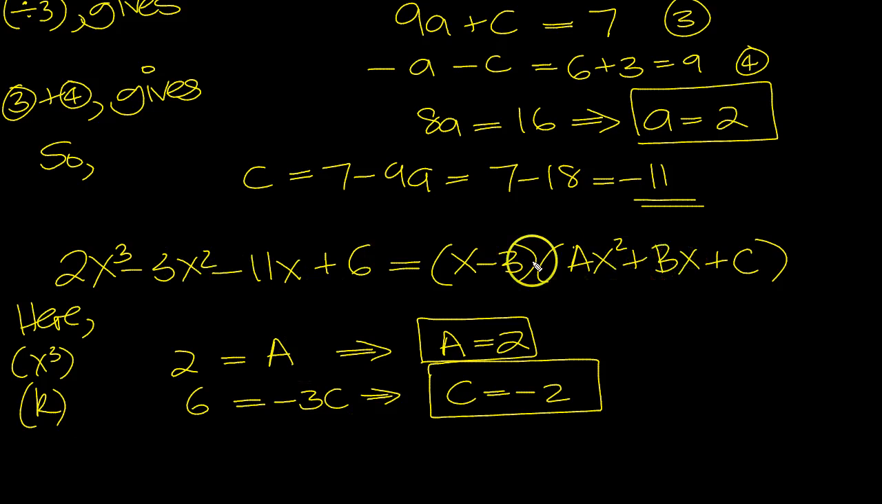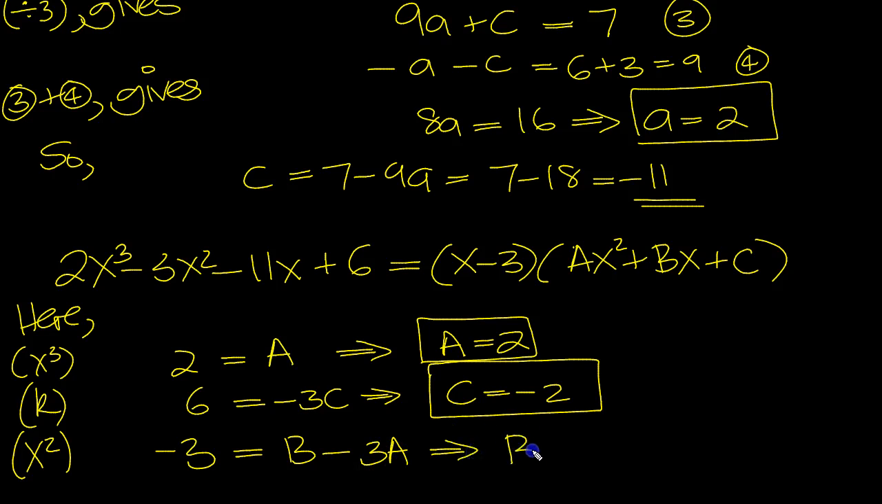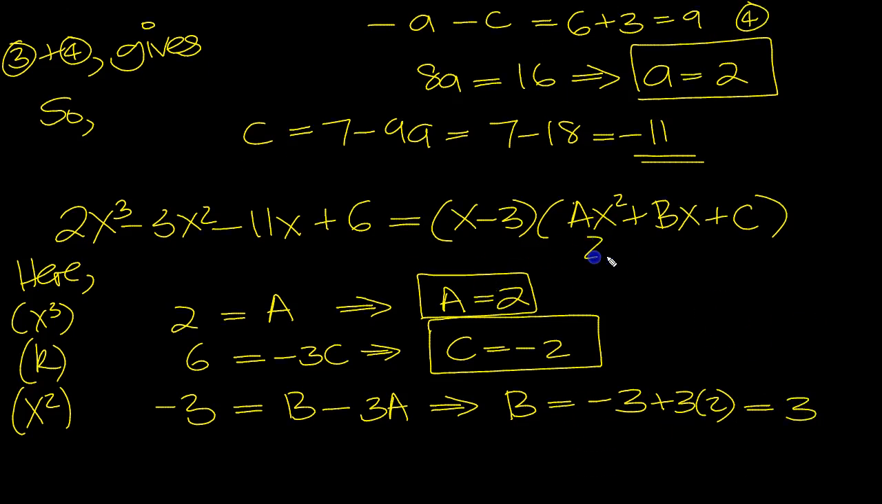And now what should we do? Equate x squareds or x's? X squareds then. Hardly any difference. So minus 3 on this side is equal to, now there's a B x squared here, but there's also a minus 3A. So that tells us what B is. Minus 3 plus, I move the 3A over. A is 2, so it's 3 lots of 2, which is 6. 6 take 3 is 3. Okay, so what have we got then? We've got 2x squared plus 3x minus 2.